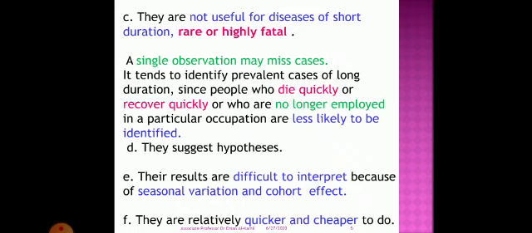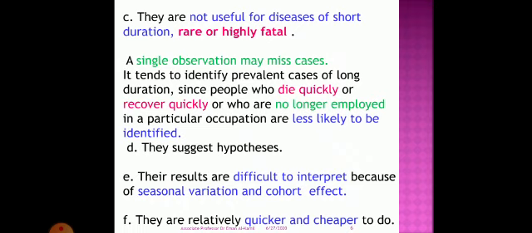Also, they are not useful for diseases of short duration, rare diseases, or highly fatal diseases. We cannot use this type of study for diseases which are of short duration, or rare, or fatal, because it is one measure at a point of time. At that time maybe there are no cases of that disease, so we cannot use it for fatal diseases or diseases with a high recovery rate or short duration. A single observation may miss cases.